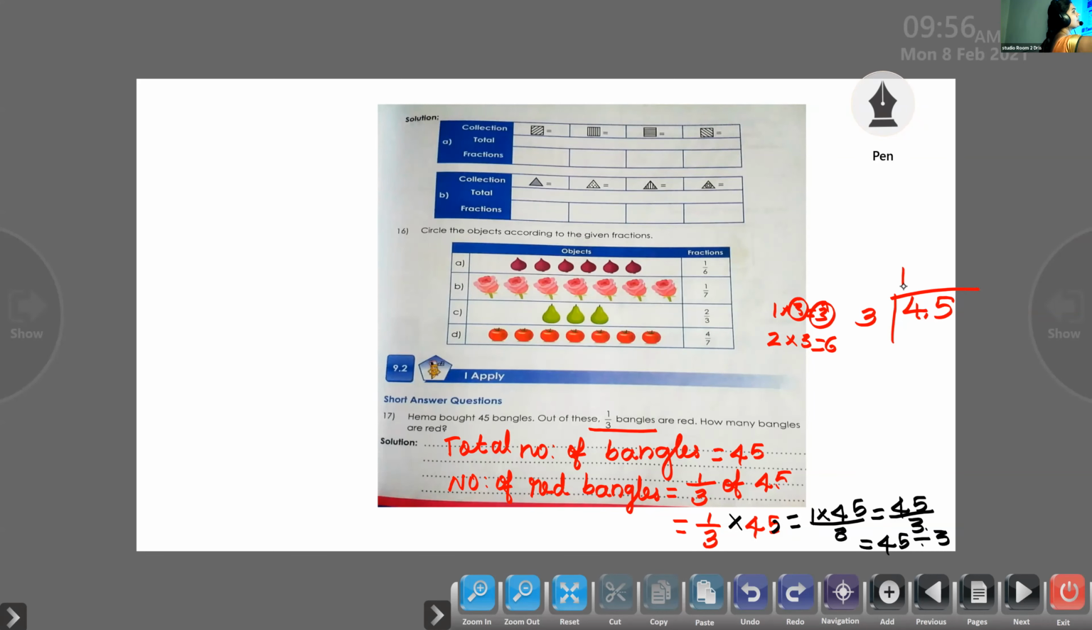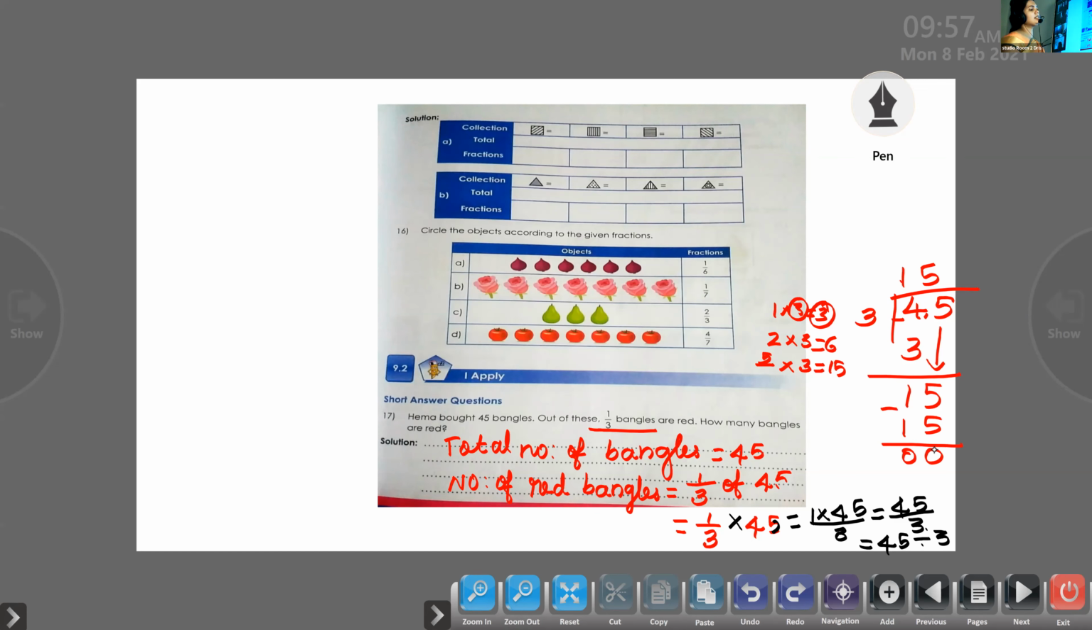So 1 we can write as quotient on the top. 1 into 3 is equal to 3. 4 minus 3 is equal to 1. Put down this 5. 15, how many times? What into 3 gives 15? 5. 5 into 3 is equal to 15. 15 minus 15 is 0. No more digits to bring down.